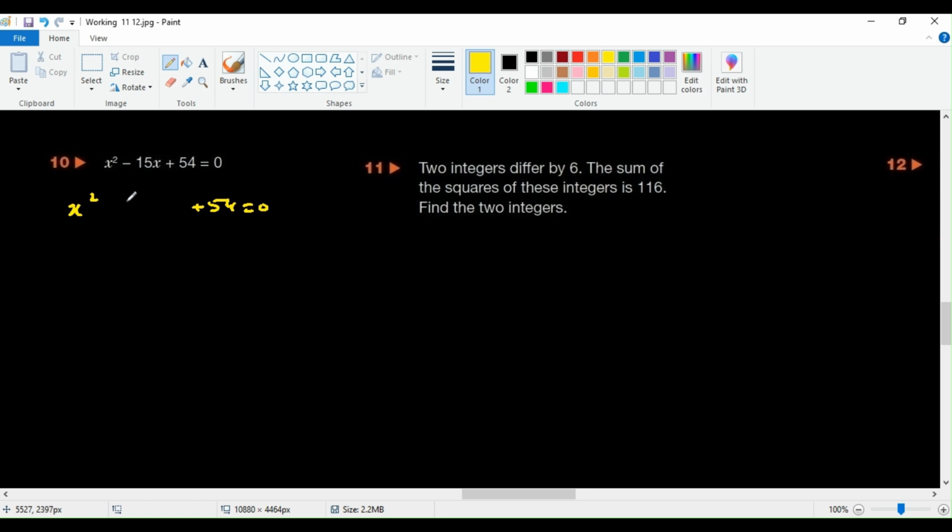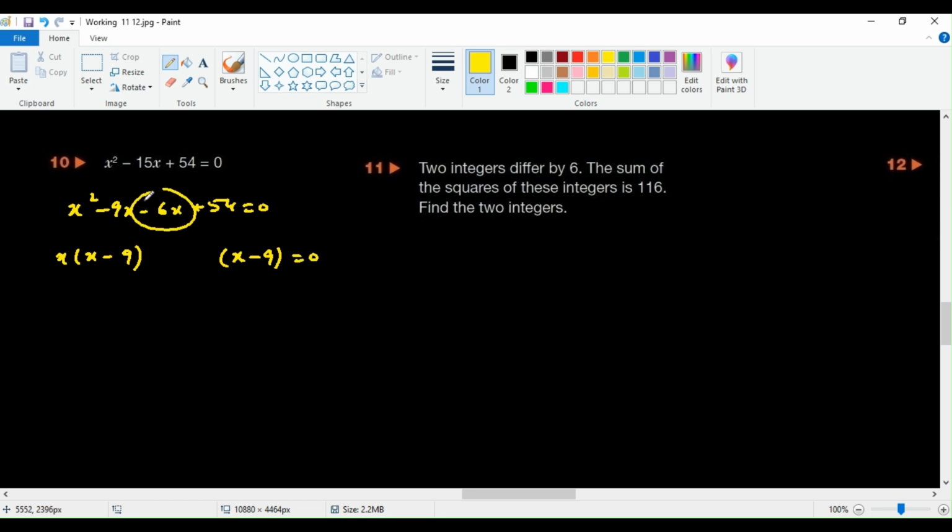And we know very well that 9 times 6 is 54. And minus 9x and minus 6x is going to be giving us minus 15. So x is common. So x minus 9 is going to be in the first bracket. And in the second bracket, we write the same thing.